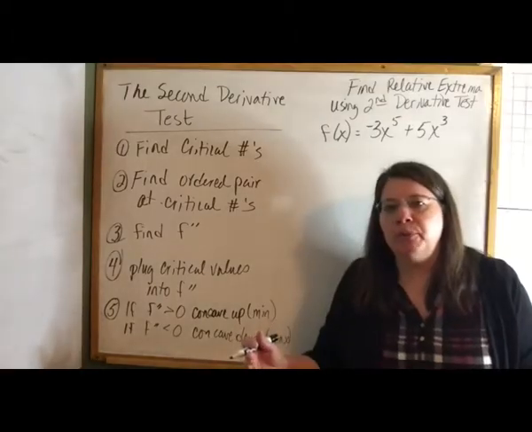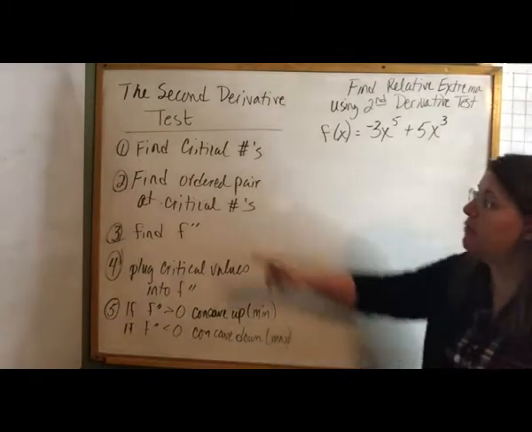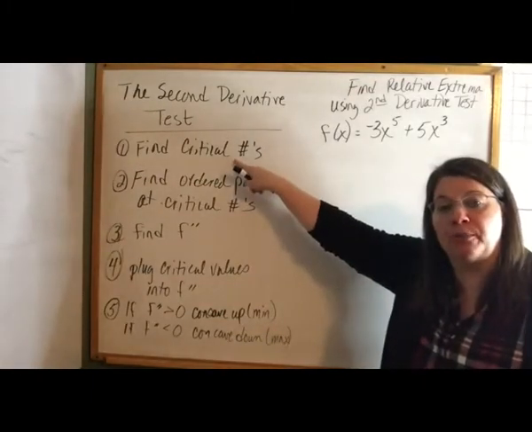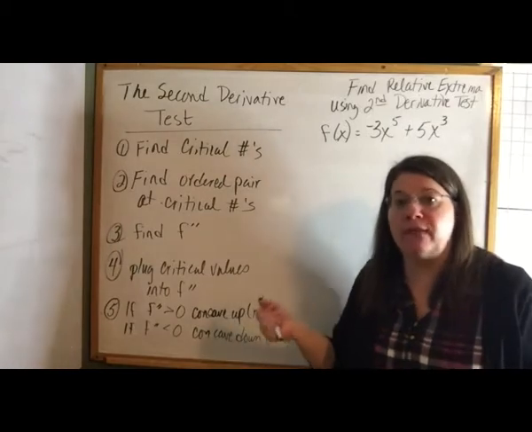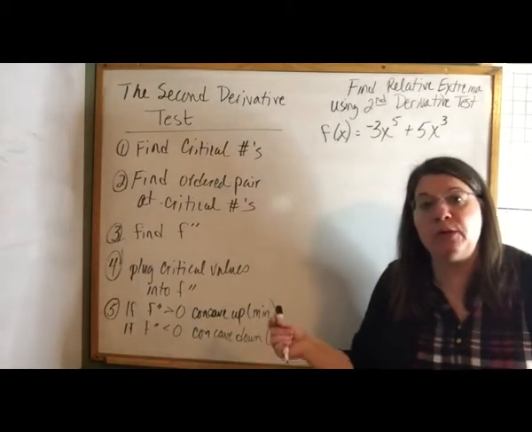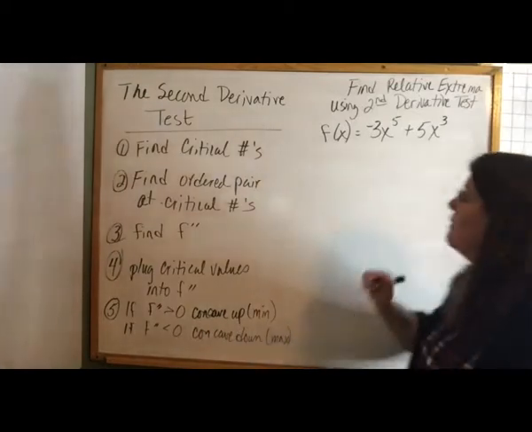So in order to find your relative extrema using the second derivative test, the first thing we have to do is find the critical values or critical numbers. Remember back when we found critical values, we find the first derivative, set the first derivative equal to 0, and find where the first derivative is undefined. So let's do that first.